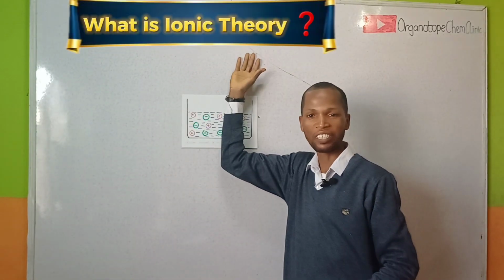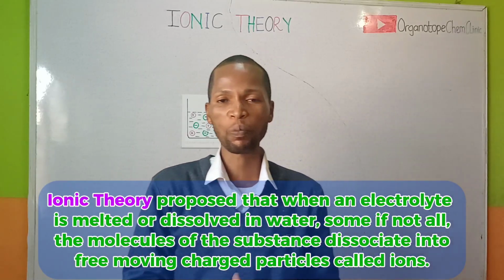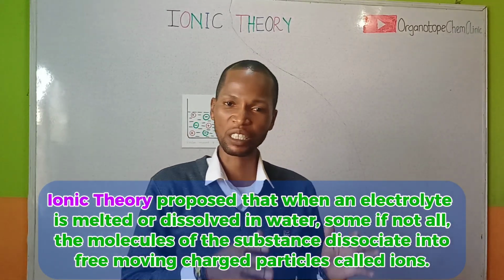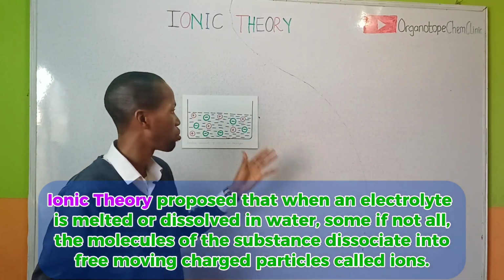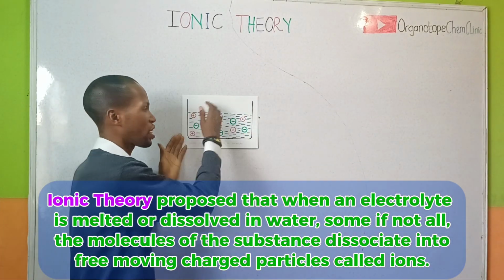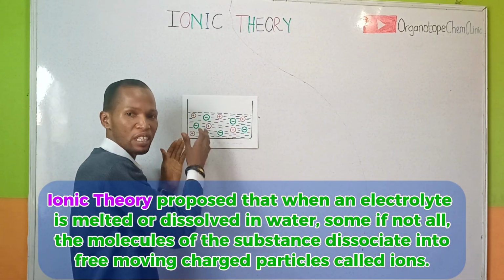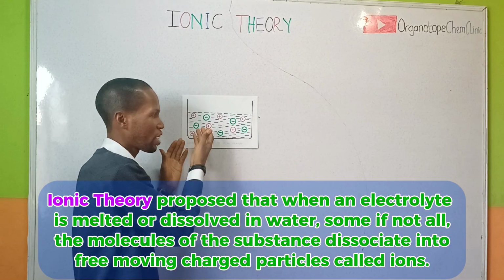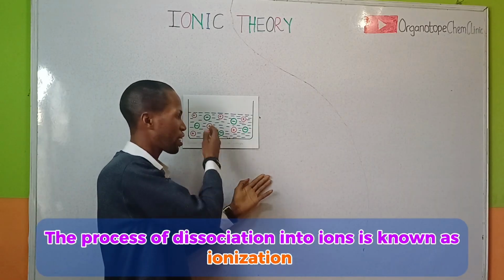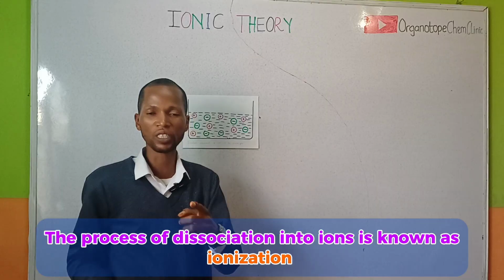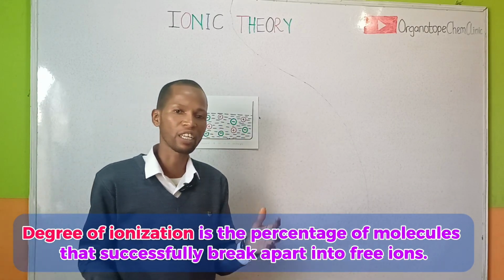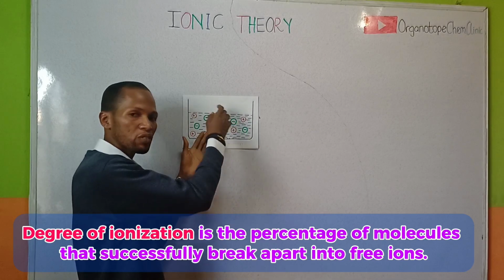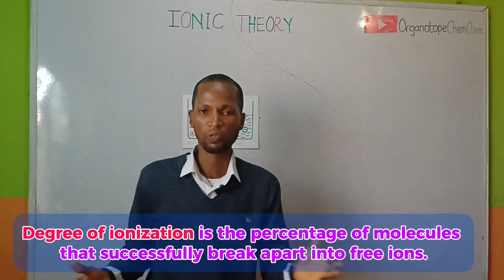What is Ionic Theory? Ionic theory proposed that when an electrolyte is melted or dissolved in water, some, if not all, the molecules of the substance dissociate into free-moving charged particles called ions. The process of dissociation into ions is known as ionization. The degree of ionization is the percentage of molecules that successfully break apart into free ions.